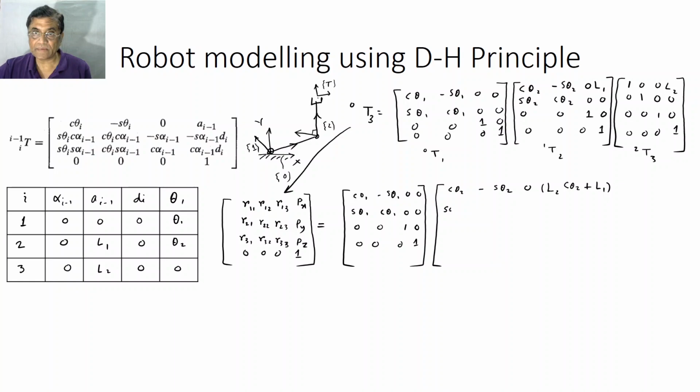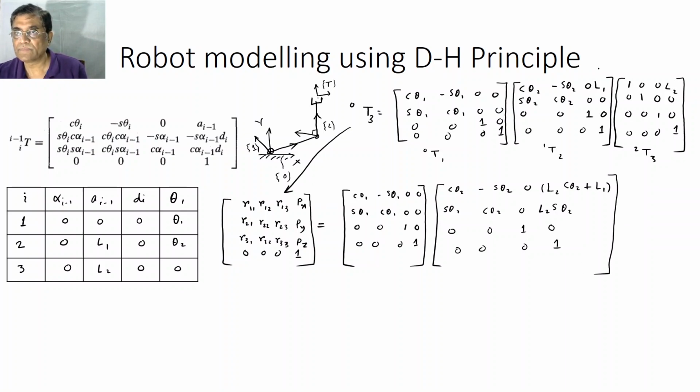Then quickly the same thing: you have to multiply cos theta 2, 0, L2 sin theta 2, so 0, 0, 1, 0, 0, 0, 0, 1. Great. So this multiplication has been done. This and this resulted in this. Now I need to multiply this to get the final.